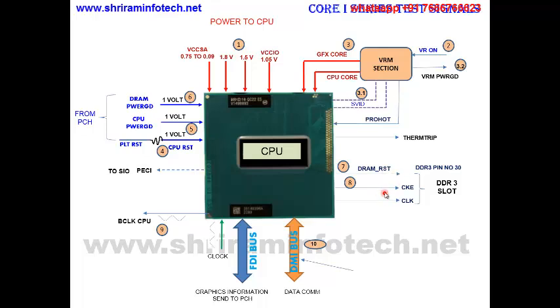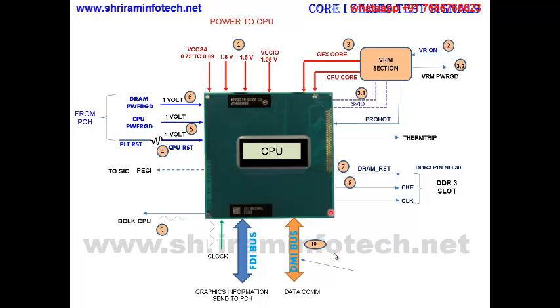And the next is called CKE, clock enable. When the CPU starts communicating with the RAM, it releases one signal, called clock enable, at the RAM slot. If this signal is coming, that means the CPU is starting to communicate with the RAM. And finally you can check the clock also at the RAM pin, and if this clock is coming, that means the CPU has started, the CPU is perfect. In this way you can assume whether the CPU is working or not.